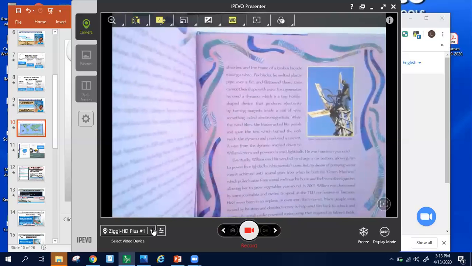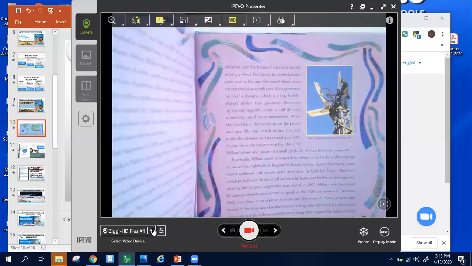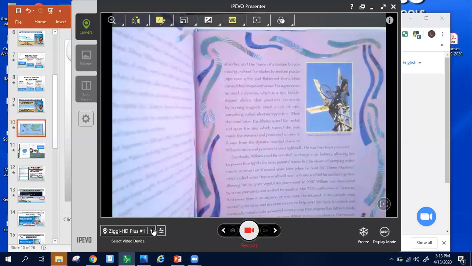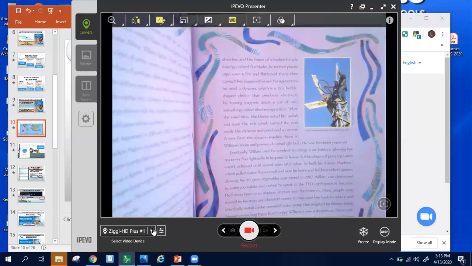When the wind blew, the blades acted like pedals and spun the tire, which turned the coils inside the dynamo and produced a current. A wire from the dynamo reached down to William's room and powered a small light bulb. He was 14 years old.